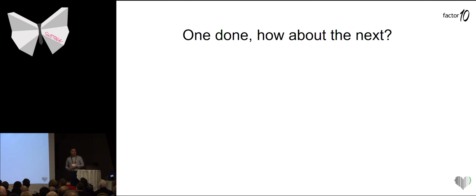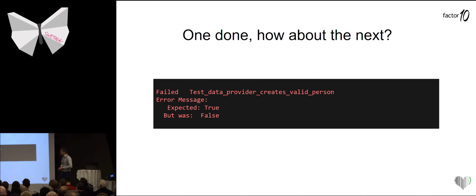So one done. How about the next? The next failure is apparently a test data provider failure. You know, test data providers are good because they provide us with test data. They're only useful if they provide us with useful test data, so it makes sense to have tests on them, right? Do you have tests on your test data providers?